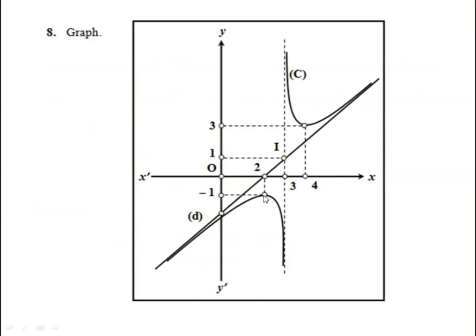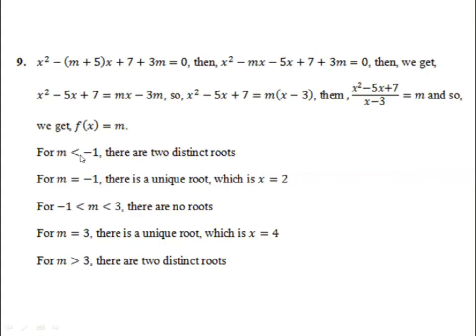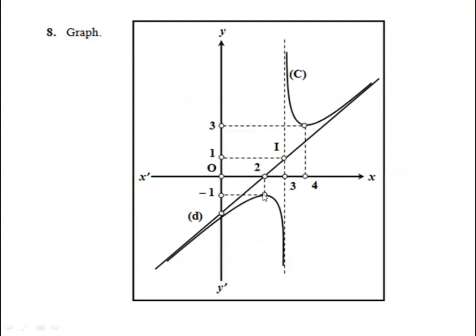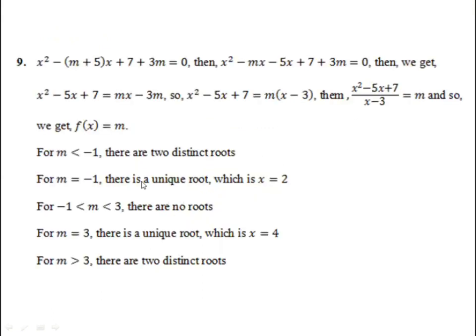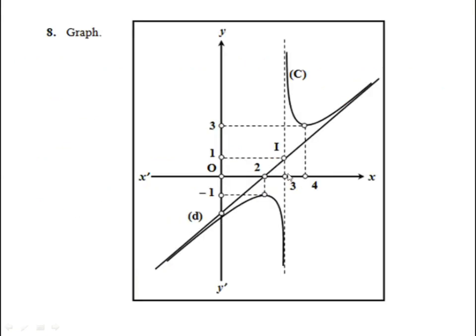If m is below minus 1, a horizontal straight line of equation y equals m will cut the curve C at 2 distinct points. So we deduce that for m smaller than minus 1, there are 2 distinct roots. At m equals minus 1, we have only one root, which is 2. And between minus 1 and 3, there are no points of intersection between any horizontal straight line and the curve. So we have no roots for m between minus 1 and 3.